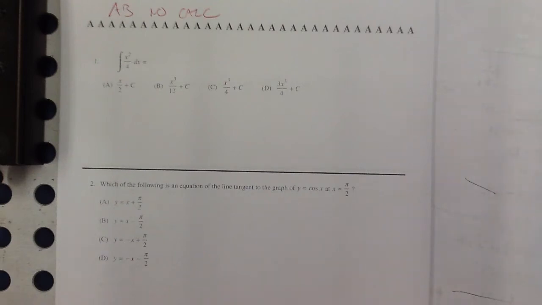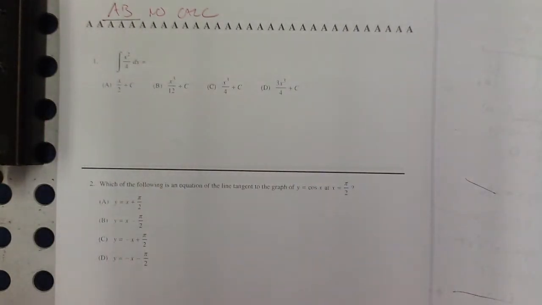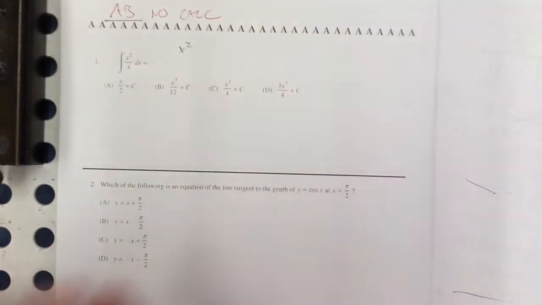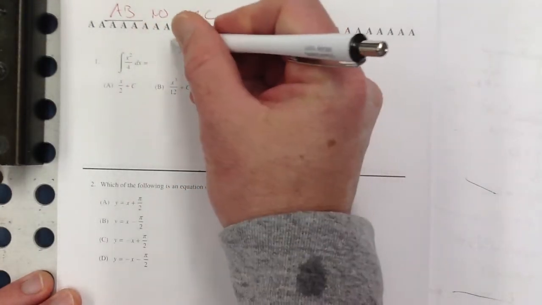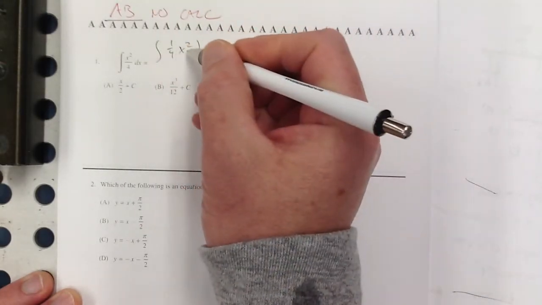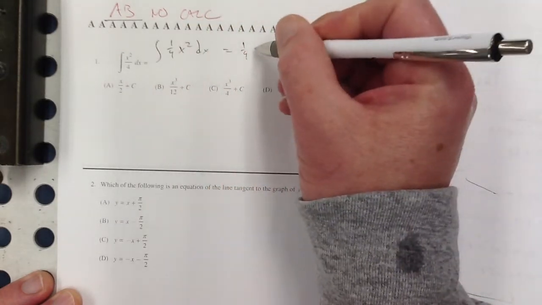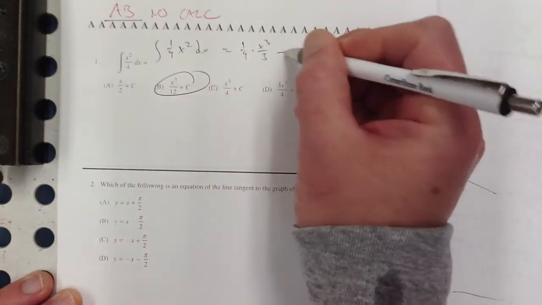Alright, first installment, numbers 1 through 10 on this AB no calculator test. We need to know from basic algebra that x squared over 4 is the same as 1/4 x squared. So this is just basic power rule. That constant can come to the outside. What we're really doing is the antiderivative of that, which is x cubed over 3. But there's a 1/4 there also.